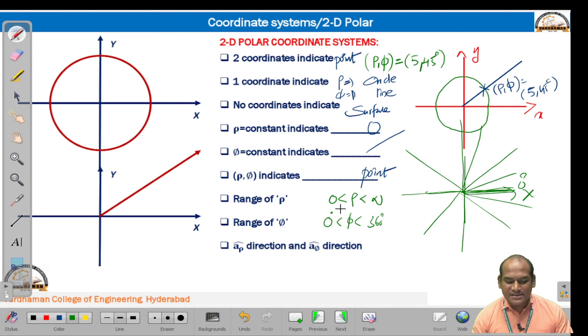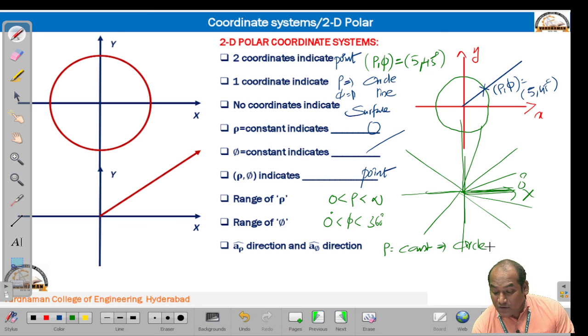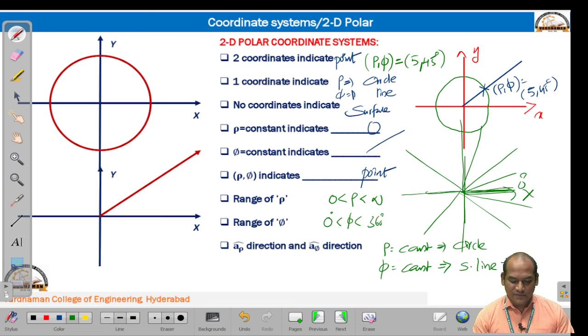And again here, same thing. What is the direction of the rho cap? What is the direction of the phi cap? The rho cap direction is perpendicular to rho is equal to constant. Rho is equal to constant is a circle, so for this circle perpendicularly we have to take. And phi is equal to constant means it is a straight line, for this straight line perpendicularly we have to take. Those things we will see in the next slide.